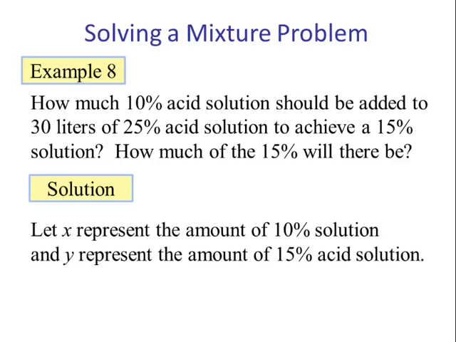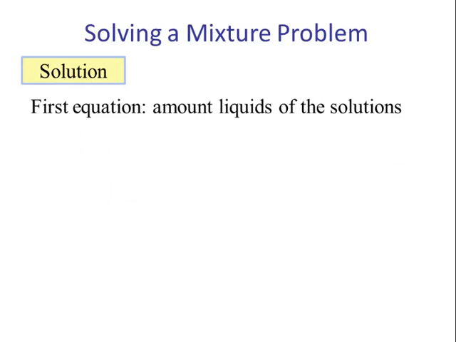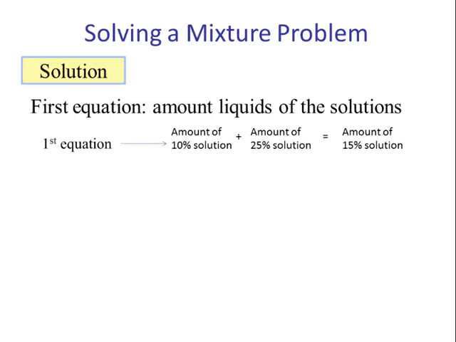So, solution. Again, we're going to let x be the amount of 10% solution and y be the amount of 15% acid solution. So our first equation is the amount of liquids of the solutions. The amount of 10% solution is x, plus the amount of 25% solution, which is 30, equals the amount of 15% solution, and that's y.